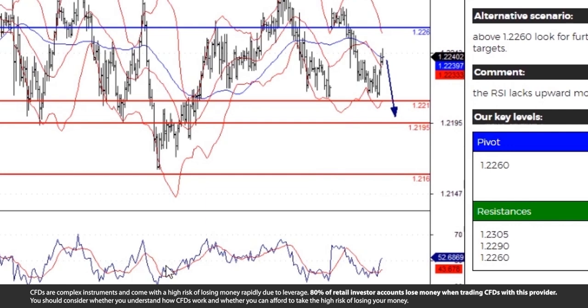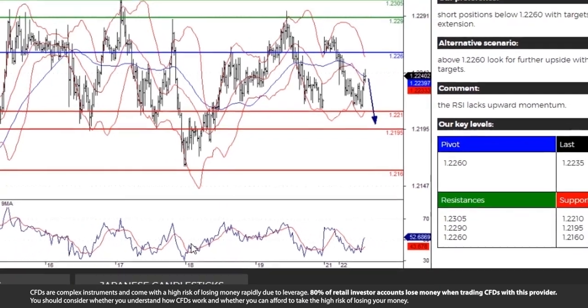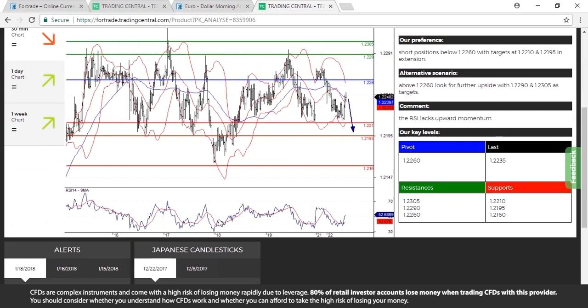Please note that it's solely your decision to trade based on the analysis we provide, and that although profits can be made, trading CFDs carries a high level of risk.